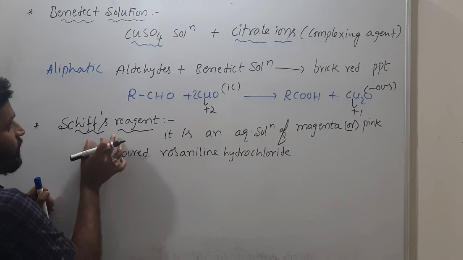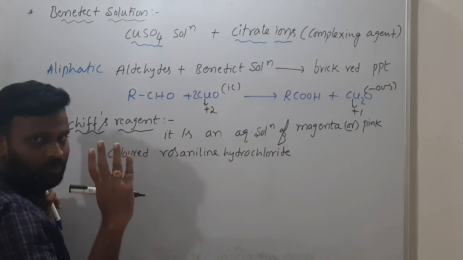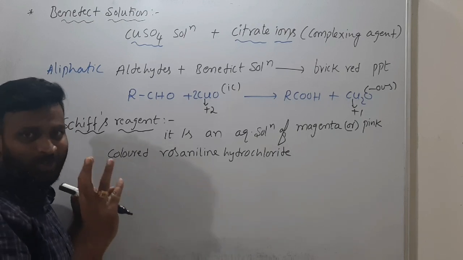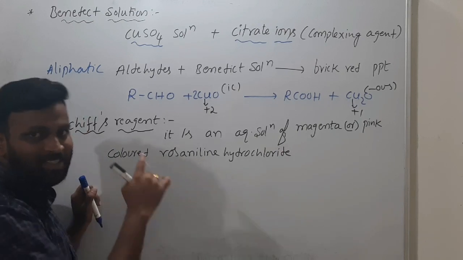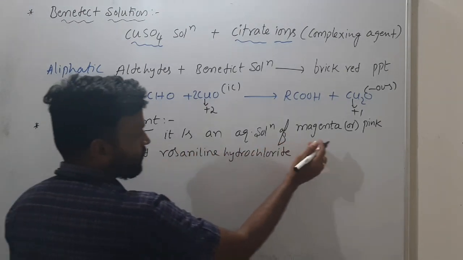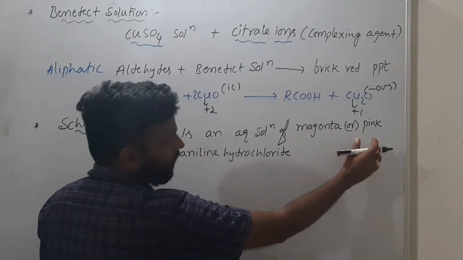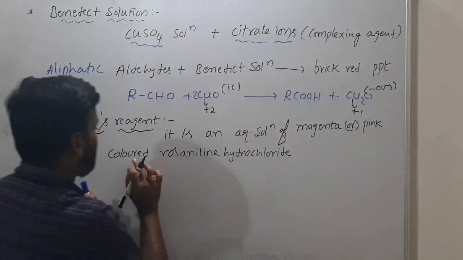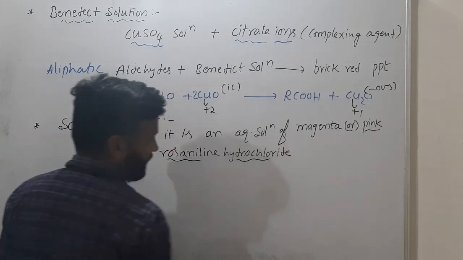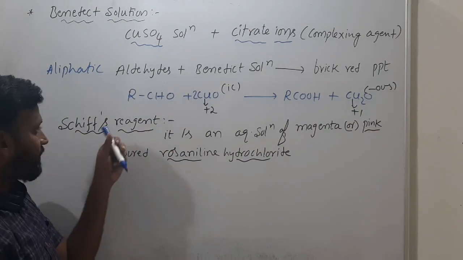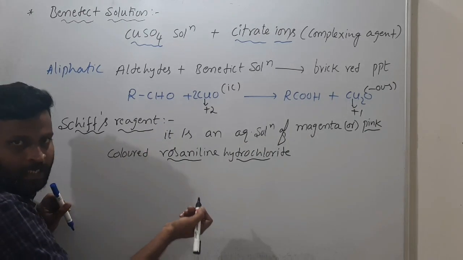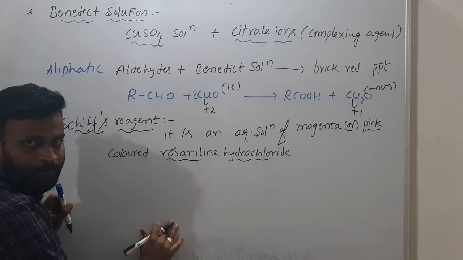Come to the next, the fourth reagent, total four. I repeat, don't mind and don't feel bored: Tollens, Fehling, Benedict, and Schiff's fourth one. So what exactly is Schiff's base? It is an aqueous solution of magenta or pink colored rosaniline hydrochloride. Pink color actually. Schiff's reagent, also called Schiff's base, is in pink color.